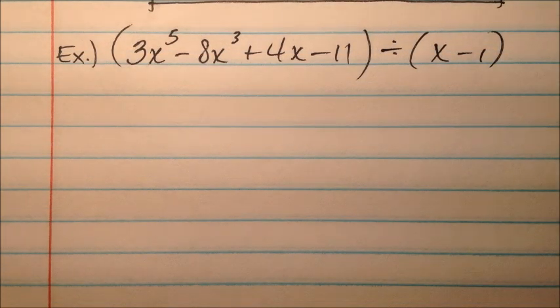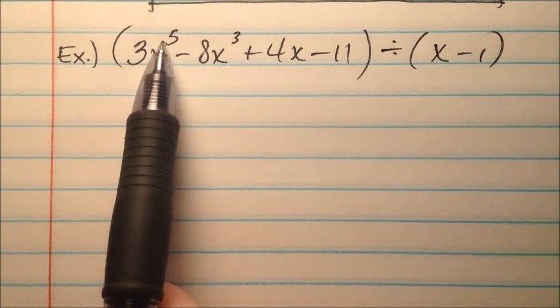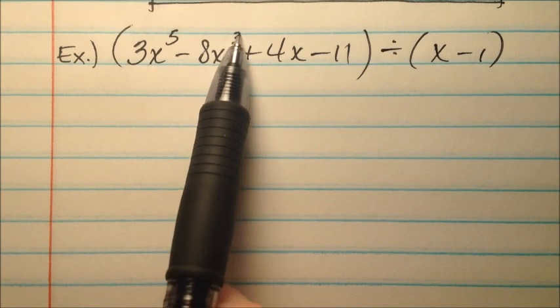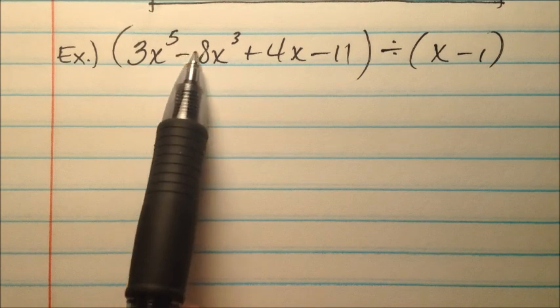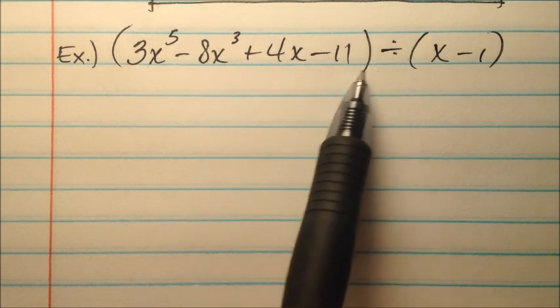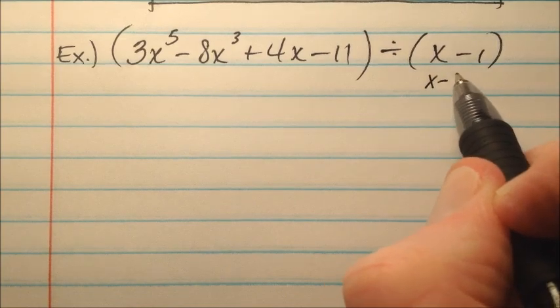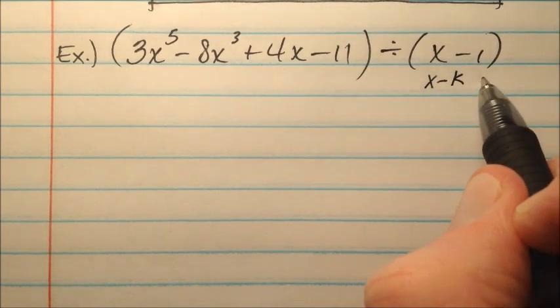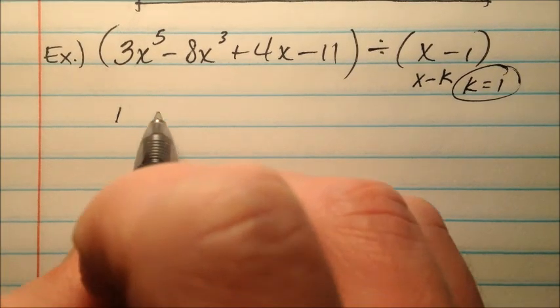In this final example, I'm going to use a polynomial that appears to be missing some terms. I have my degree 5 here, and to the third, and to my linear term here. Well, it looks like I'm missing my to the fourth term and my squared term. So how will that affect my synthetic division? Well, I'm going to come over here. x minus k is what it needs to look like. So it looks like my k is going to be 1. So I'll put my 1 out here.